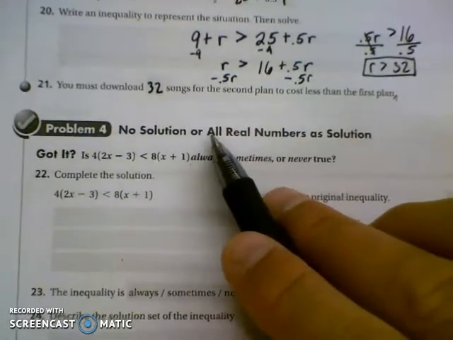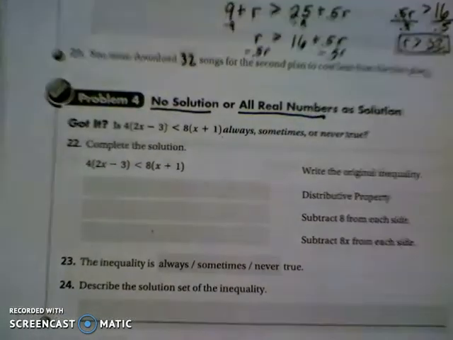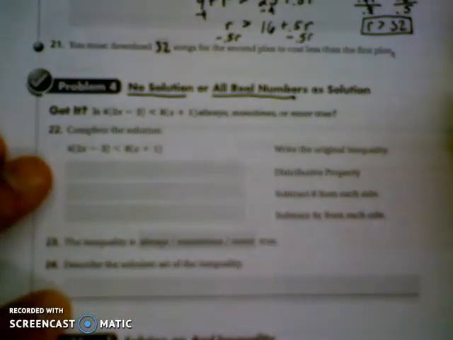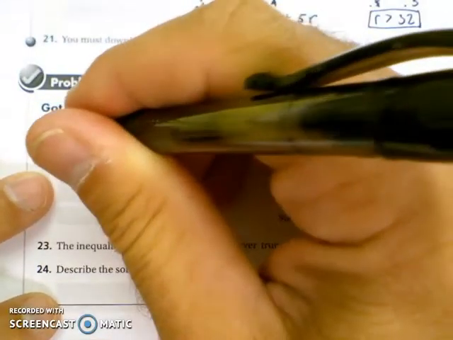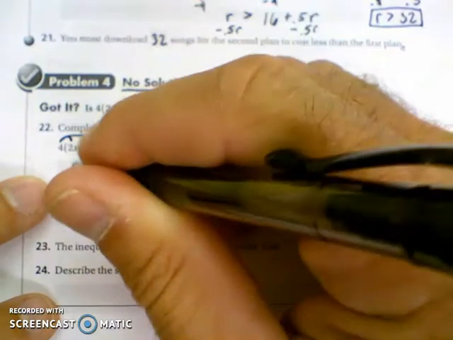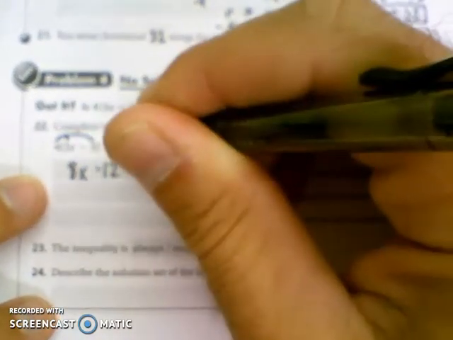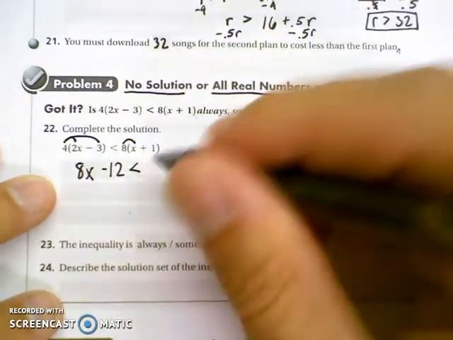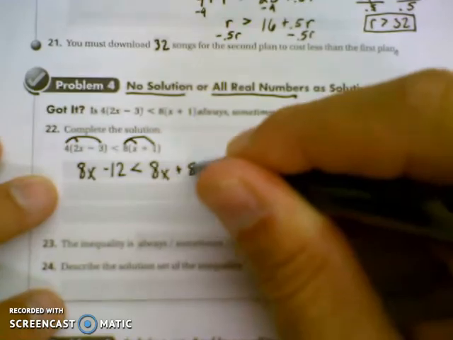Okay, no solution or all real numbers is a solution. And this is a little confusing again, but we're going to go through this. Number 4, complete the solution. So we're going to distribute. 4 times 2 is 8x. 4 times negative 3 is negative 12. Is less than, let's distribute again. 8 times x is 8x. And 8 times 1 is 8.